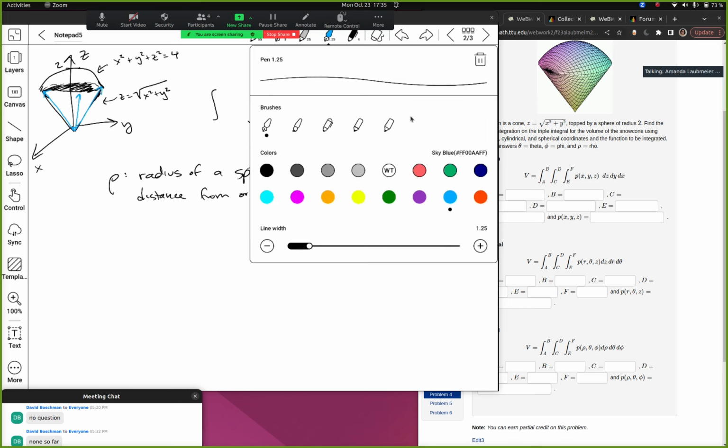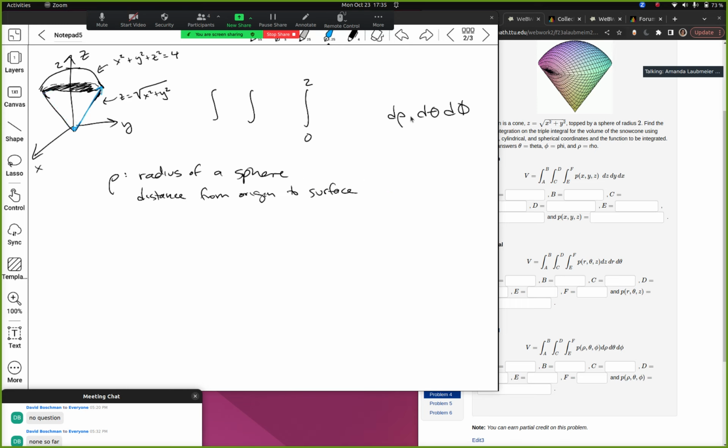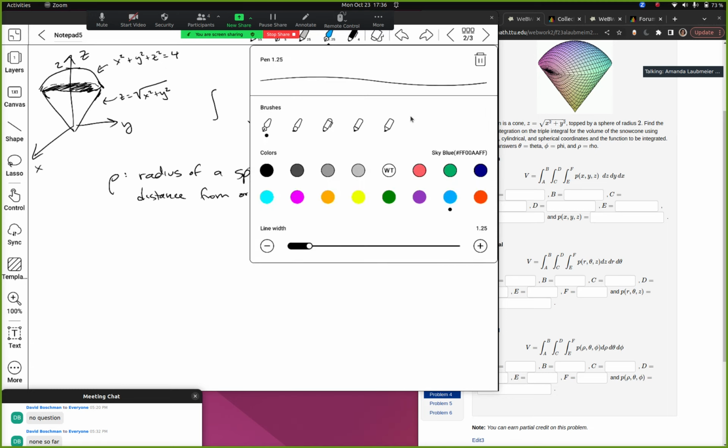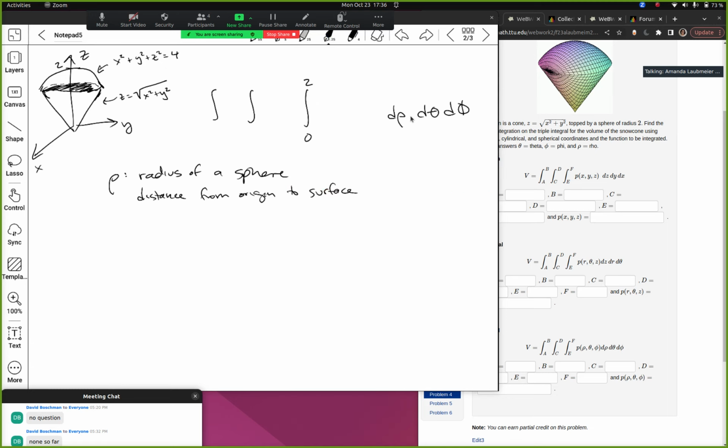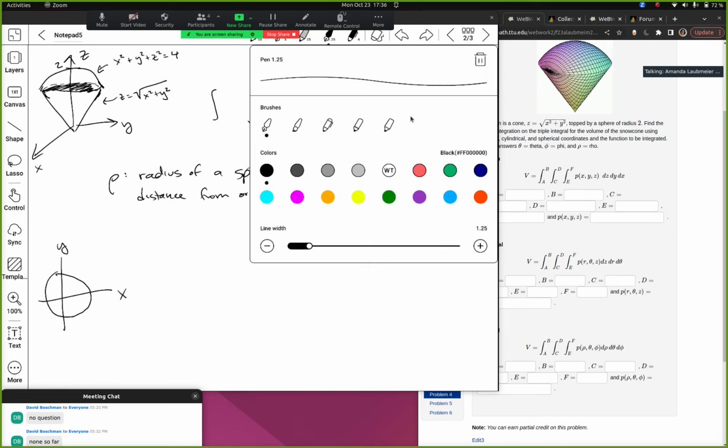The other one that's going to be pretty straightforward for us, actually, let me just undo those, is going to be theta. Theta is rotation around the xy plane. And we had previously drawn the projection of this surface into the xy plane and saw that it was a circle and said that our bounds were 0 to 2 pi. So at some point we knew theta in a different coordinate system, but that theta is the same one.